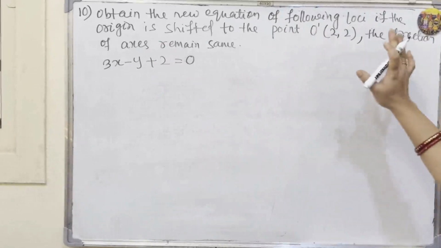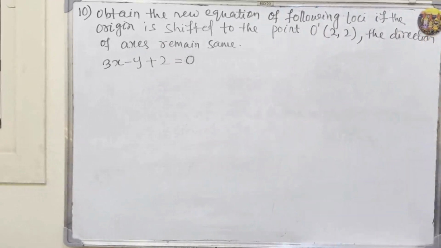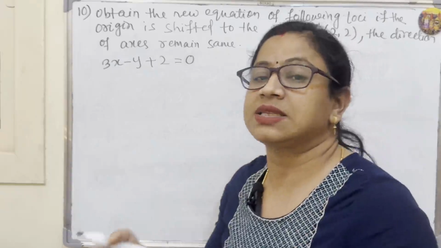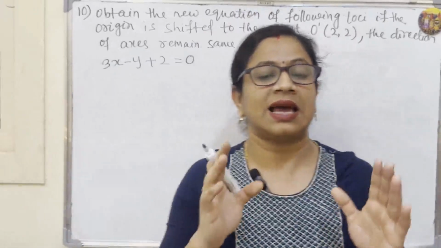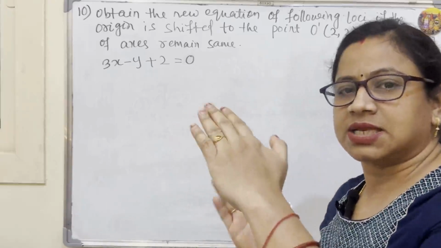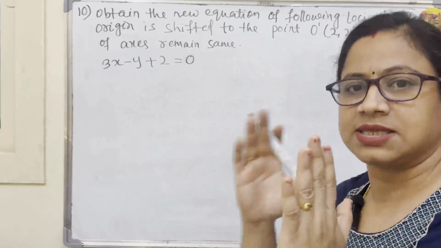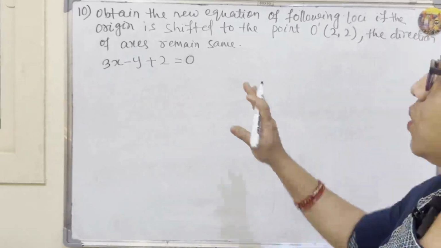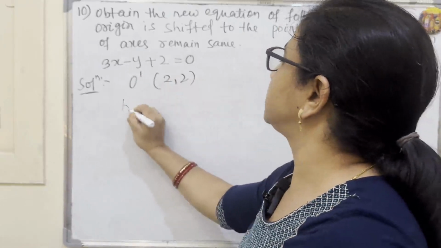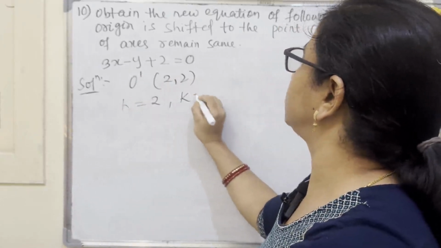Obtain the new equation of the following loci if the origin is shifted to point O dash whose coordinates are 2 and 2. Direction of axis remains the same, meaning the axes are parallel to each other. Small x axis, capital X axis will be parallel. Small y axis, capital Y axis will be parallel. So here O dash is given as (2, 2). So H is equal to 2 and K is equal to 2.